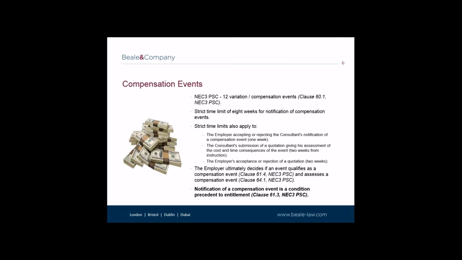The crucial point to remember is that the PSC makes notification of the compensation event a condition precedent to the consultant's entitlement to claim additional money and time.